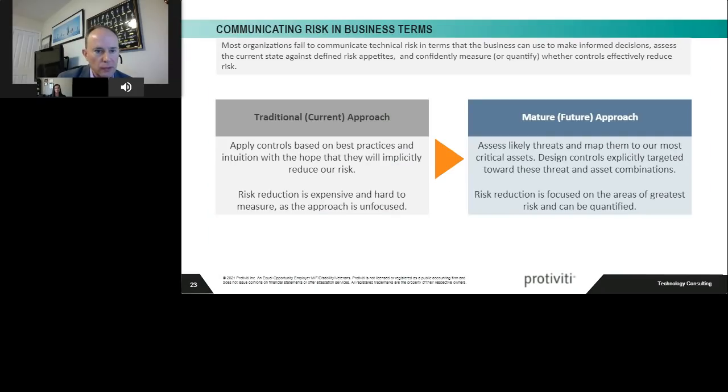We traditionally apply controls based on best practices and intuition, and we hope implicitly that they're going to reduce risk. And it's very hard to measure. It's expensive. We go in and ask for lots of money and things like that. The way to do this in a quantitative manner is to look at threats, map them to the assets, and then look at controls that explicitly target threat and asset combinations and can reduce them.